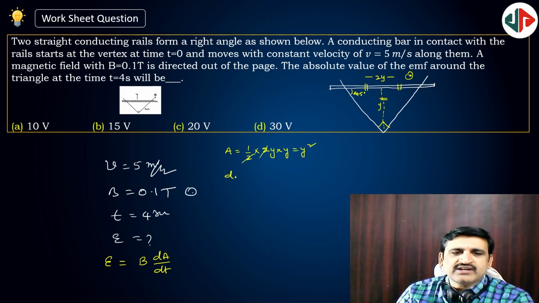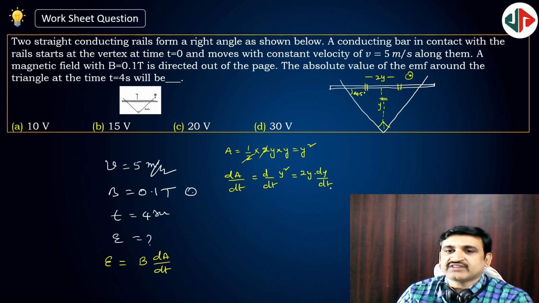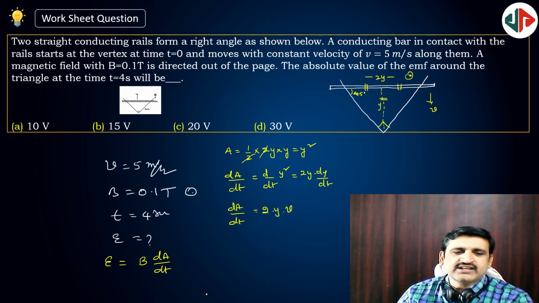So what will be dA by dt? dA by dt is d by dt into y square. That is 2y dy by dt. dy by dt is at what rate that y value is changing? The rod is moving with velocity v, right? That only. So dA by dt is equal to 2y into velocity. So dA by dt came.